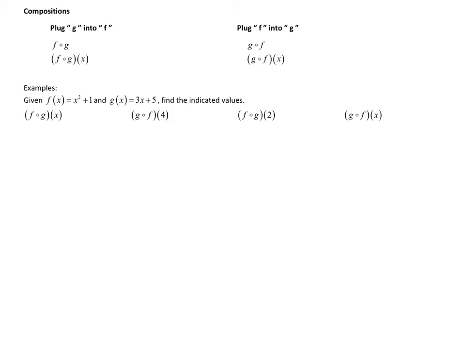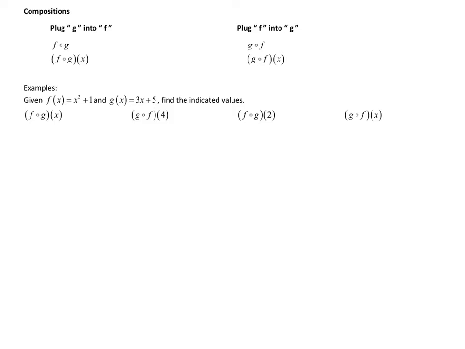So when we look at a composition, the first thing that I want you to notice is the symbol. So the symbol is kind of like an open dot. A closed dot, remember, was meaning multiplication. An open dot now means composition. So when they say f of g, or they say g of f, that open dot, kind of think about it as the word of.